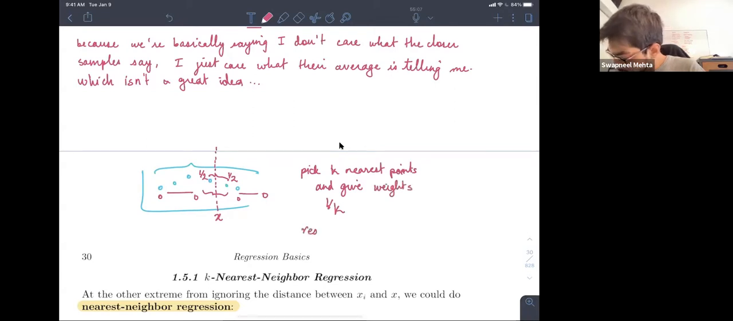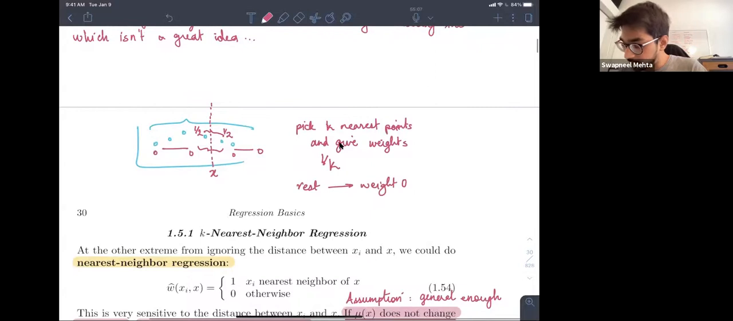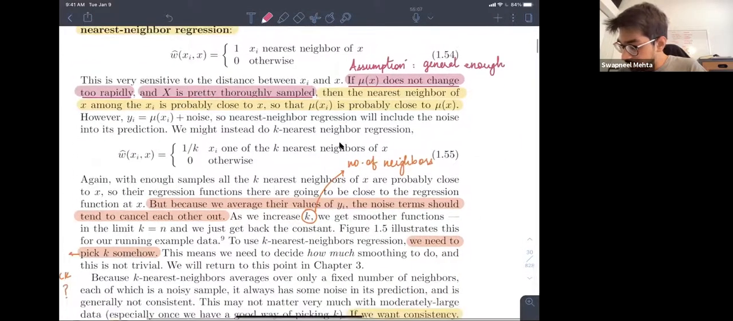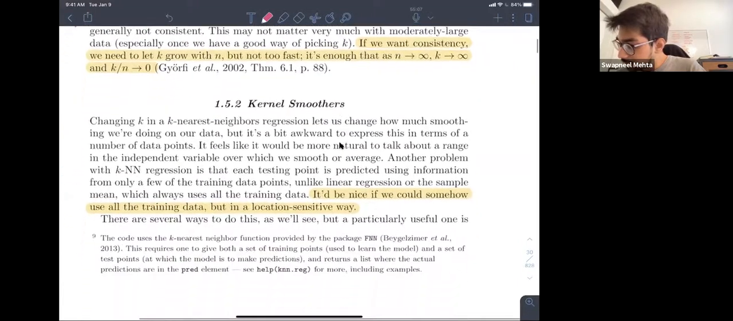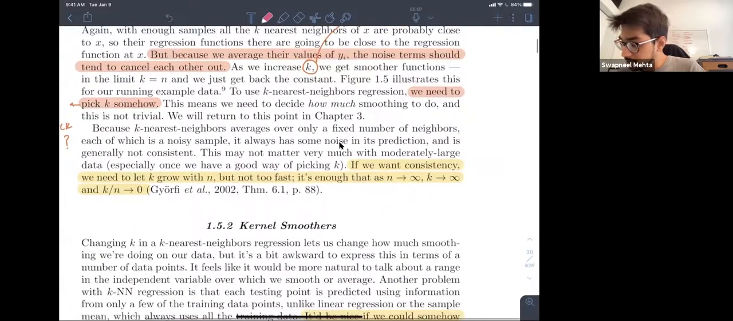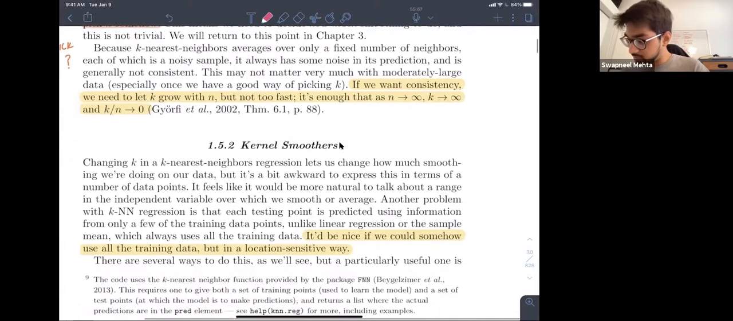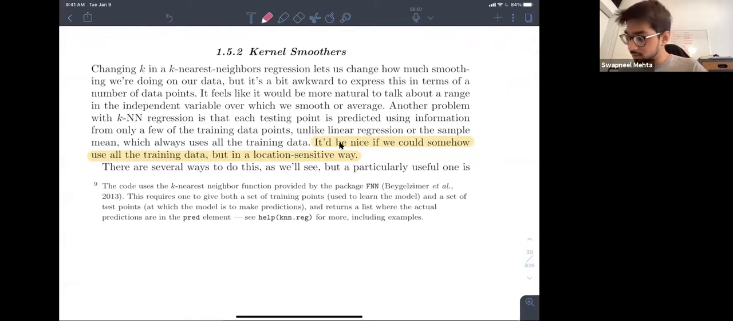And to the rest, I give weight 0. So I'm only using these close by points to make my prediction at this new point x. And that's it. That's k nearest neighbors. The second point is, and I would encourage you to read through this because he raises a lot of points. I've highlighted and given you good notes, so just read through them later. I'm skipping through them faster right now in the interest of time.